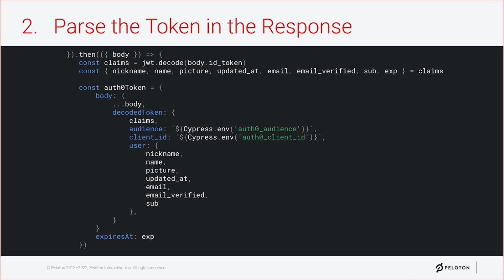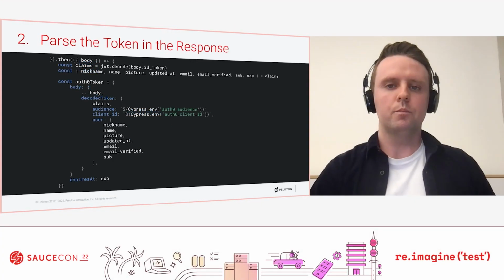In the following step, we will use these values to construct the token object, which we name Auth0 token, in the correct format that our client application will use. This consists of us creating a body object, which will use the spread operator to spread out all the values of the original response body. Next, we will create a decoded token object, which contains the claims value and the original Auth0 audience and client ID values. In addition, it will have a user object, which contains the user values of nickname, name, picture, updated at, email, email verified, and sub. And finally, the Auth0 token will contain an expires at field. Now that we have officially parsed the original response into the correct token format that our application needs, we will programmatically save the Auth0 token in local storage.